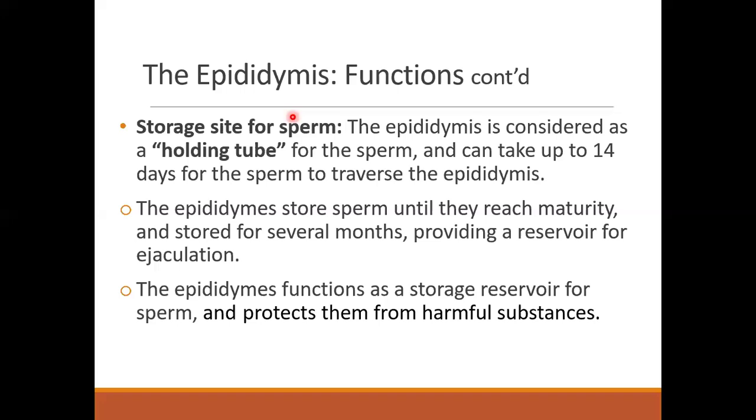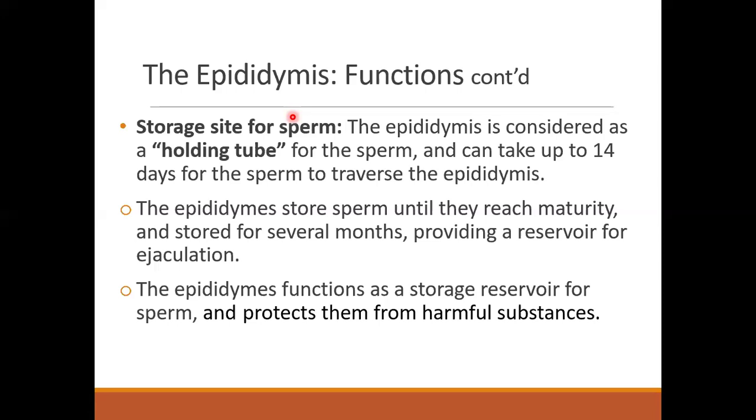So the epididymis is a storage site for sperm. The epididymis is considered as a holding tube. Remember, we said that the sperms will be produced from the testes, they will be carried through, then from the head of the epididymis, they begin to go through maturation. With maturation, the head size will be reduced to some extent. If there's an excess cytoplasm, it will be reduced. If the tail is not moving, it will try to move, and so forth. All those things will happen, and they will happen from the head to the body.